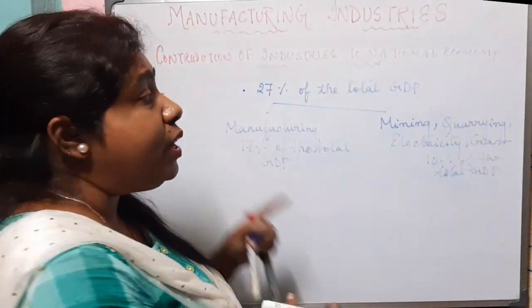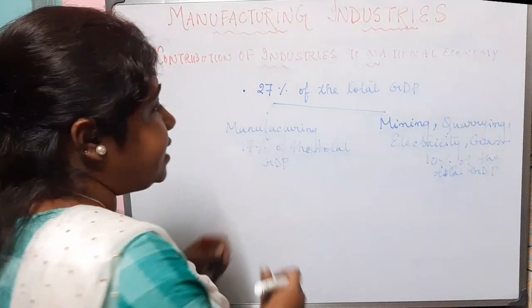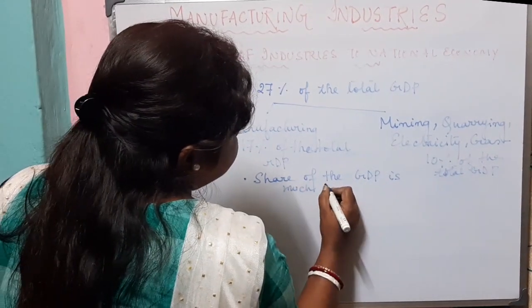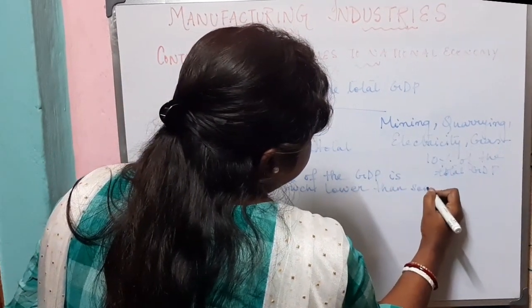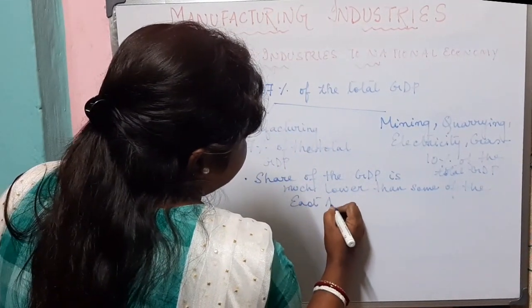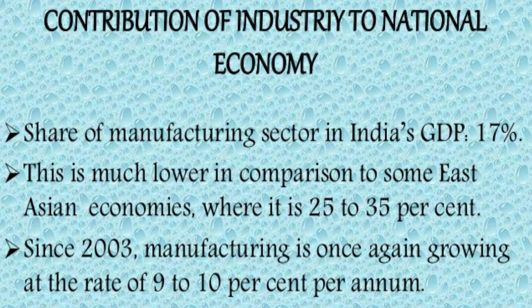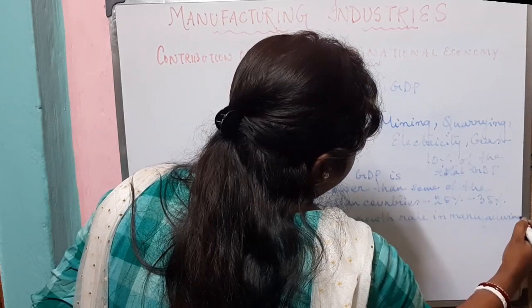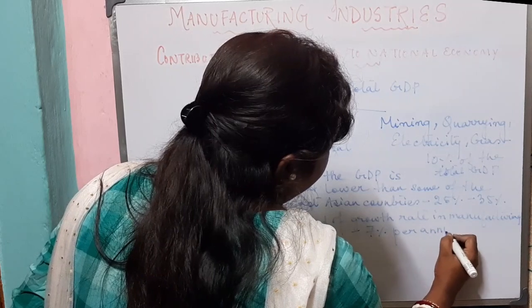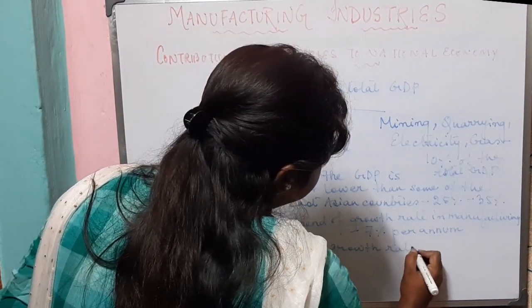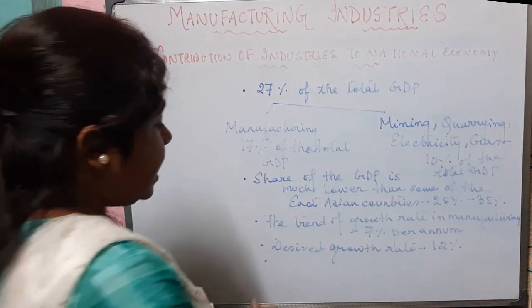That is 10% of the total GDP. Now, if we compare this with some of the East Asian countries, we will see that the share of GDP is much lower than some East Asian countries like Indonesia, Malaysia. It is 25 to 35%. Now, if we look at the trend of growth rate in manufacturing, it was 7% per annum, whereas the desired growth rate is 12%.